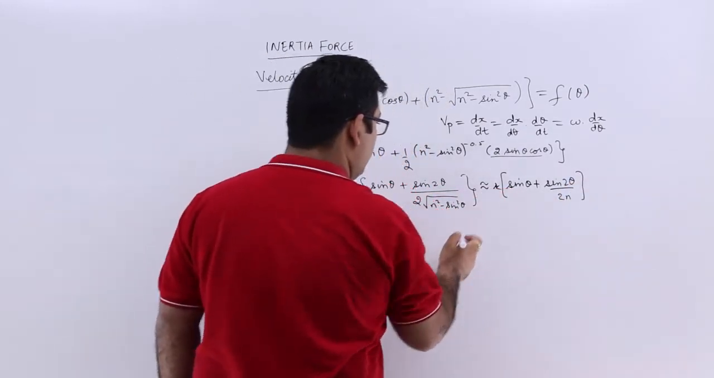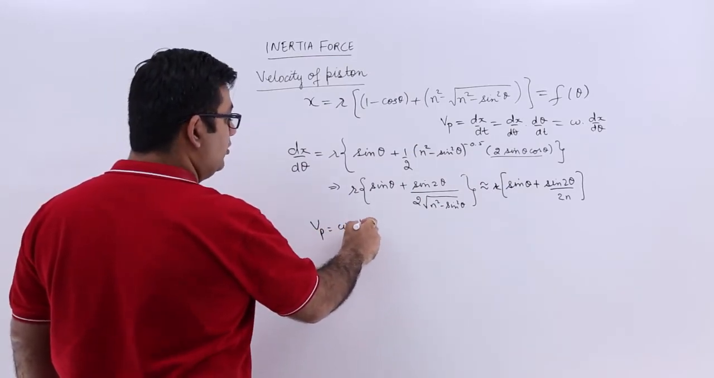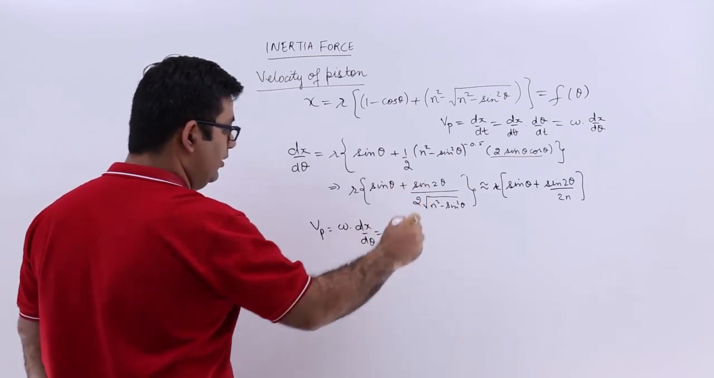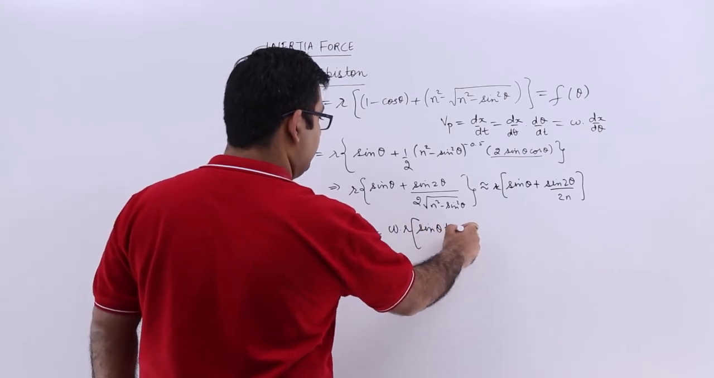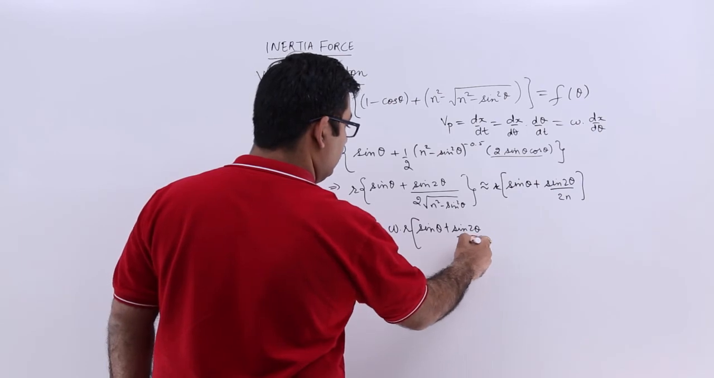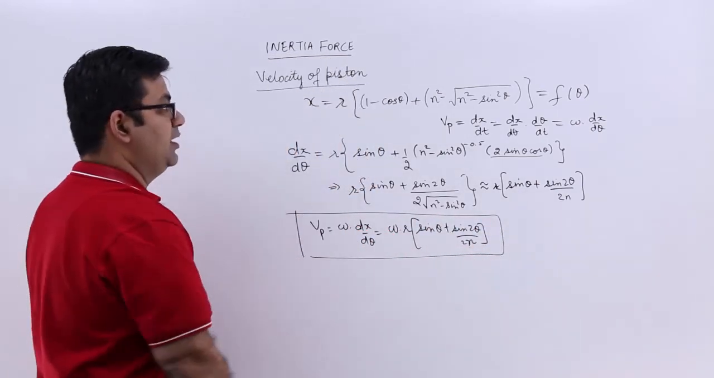All right, so we had Vp as omega into dx by d theta, which will become omega into r into sin theta plus sin 2 theta upon 2n. So this is the velocity of the piston.